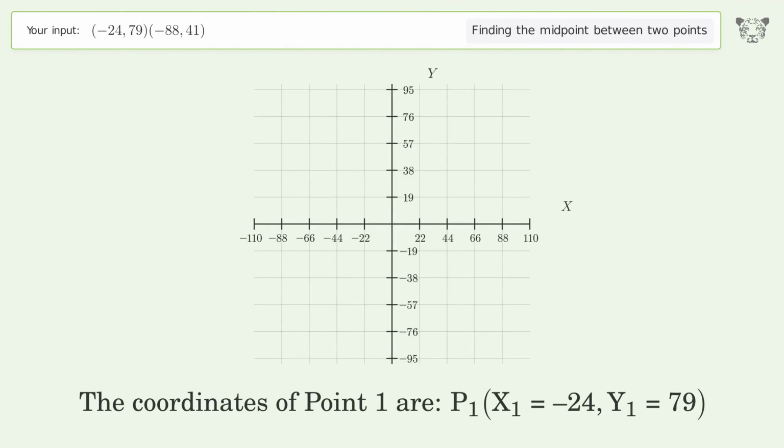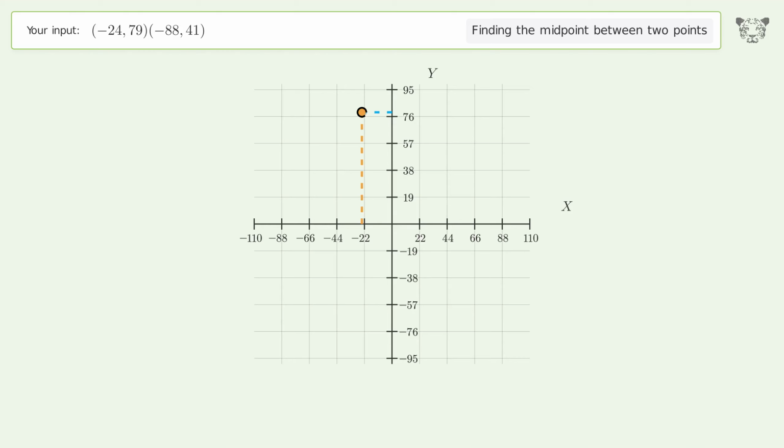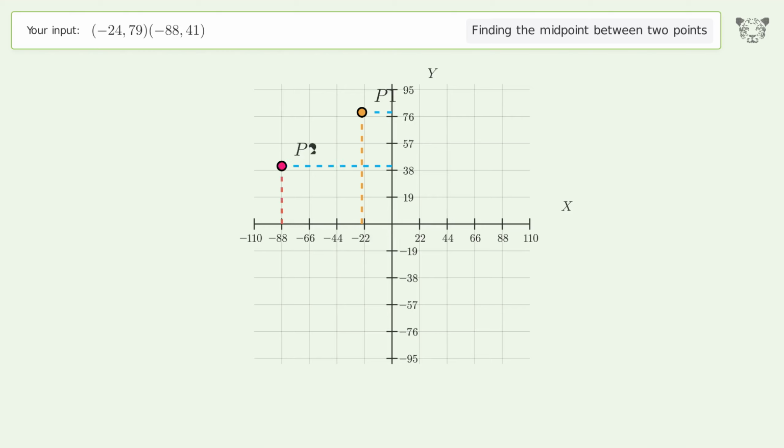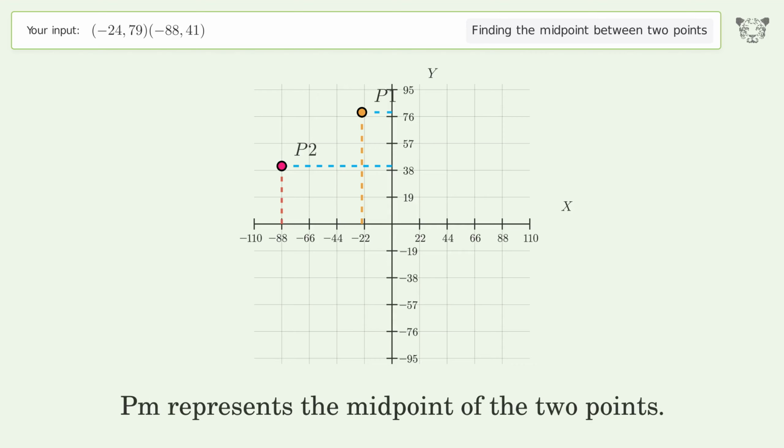The coordinates of point 1 are, x1 equals negative 24, y1 equals 79. The coordinates of point 2 are, x2 equals negative 88, y2 equals 41. PM represents the midpoint of the 2 points.